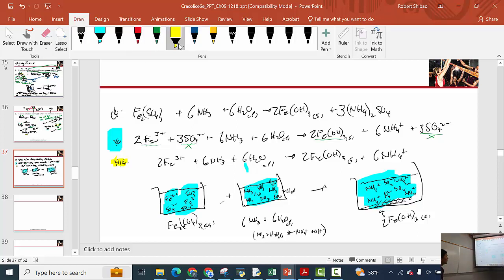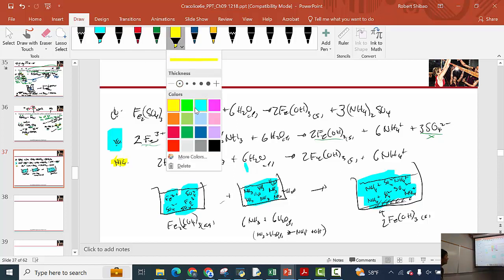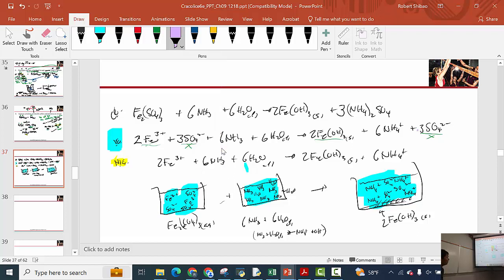Then if we look at the spectators, what are the spectators here? The spectator turned out to be sulfate. We had 3 sulfates here as product, and we have 3 sulfates here as reactant. So the sulfate is the spectator here. The sulfate didn't change. We have 3 sulfates here, we end up with 3 sulfates here, and those cancel out. The others did change, like ammonia got converted to ammonium, which is different.